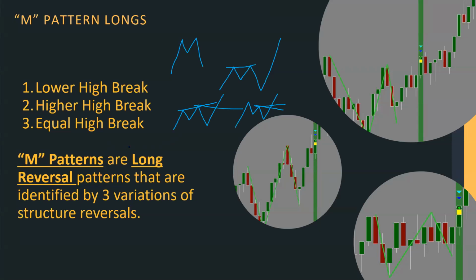And so these are the 3 patterns that the system will find for you. It will identify, okay, we have a high here, we have a higher high here, and then we have a break. They're all structure breaks. So they're all going to be breakout type patterns. So M patterns, as shown here, are long reversal patterns that are identified by 3 variations of structure reversals.